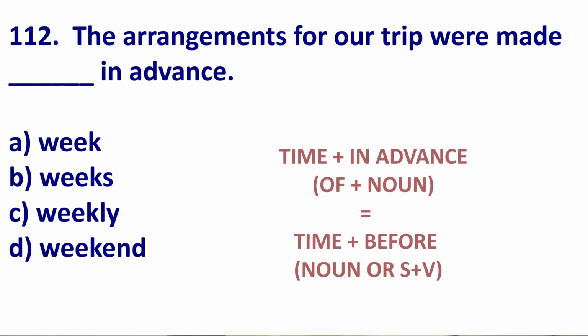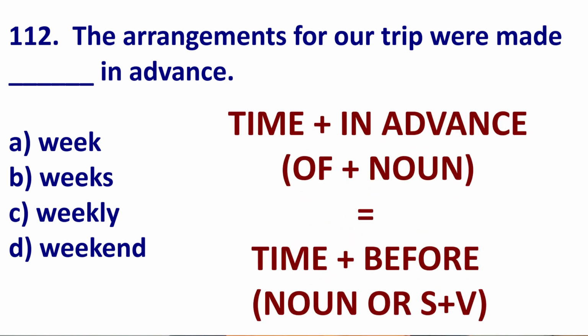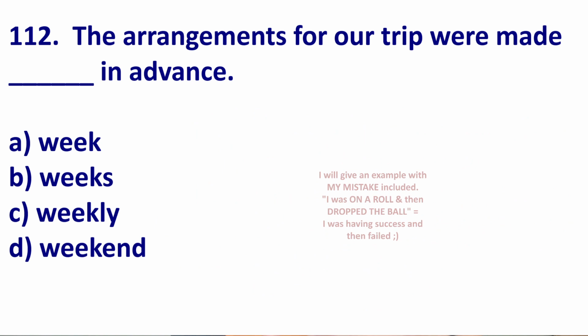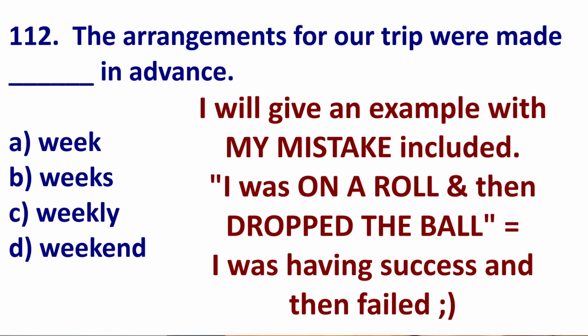In advance of or in advance is very similar to before. Now let me give an example. I got tickets to the show 3 months before the performance. I got tickets to the show 3 months in advance of the performance. I got tickets to the show months in advance. I made arrangements for the trip 8 weeks before I took it. I made arrangements for the trip in advance. Sorry, 8 weeks in advance. I made arrangements for the trip months in advance.